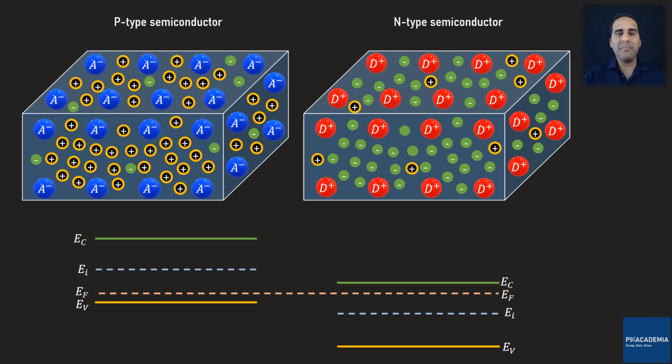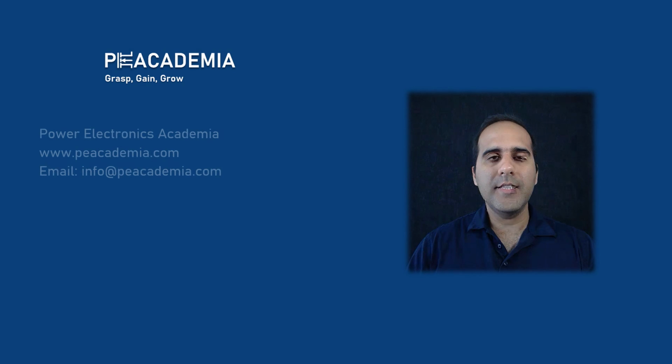As long as the P and N-type semiconductors are not connected, or in other words, do not make a P-N junction, the energy band diagrams remain intact. In this lecture, I covered the majority and minority charge carrier concentration in doped semiconductors and also side-by-side energy band diagrams. In the next lecture, I will discuss the P-N junction diffusion and drift processes.